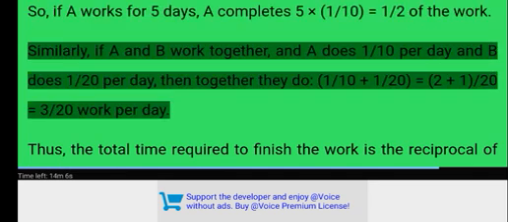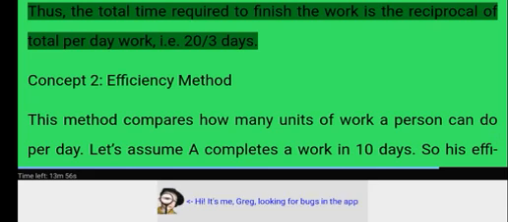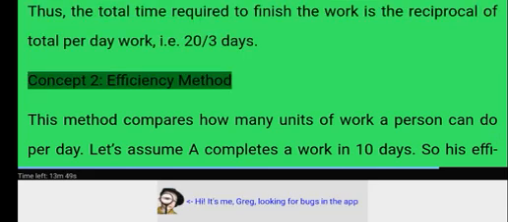Similarly, if A and B work together, and A does 1/10 per day and B does 1/20 per day, then together they do 1/10 plus 1/20 equals 2/20 plus 1/20 equals 3/20 work per day. Thus, the total time required to finish the work is the reciprocal of total per day work, i.e. 20/3 days.